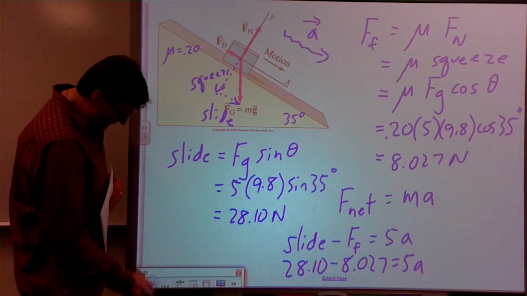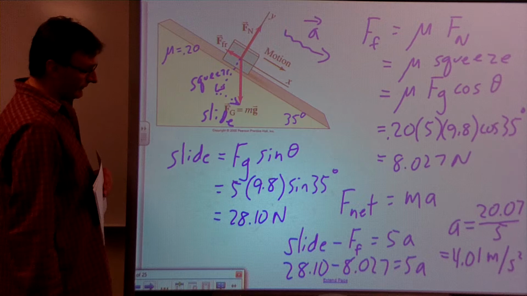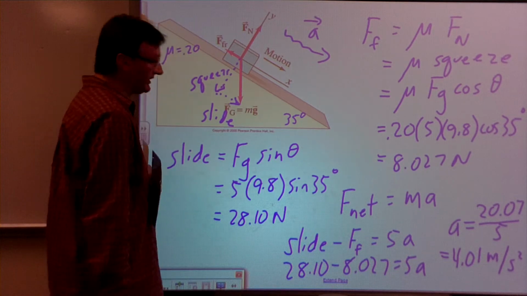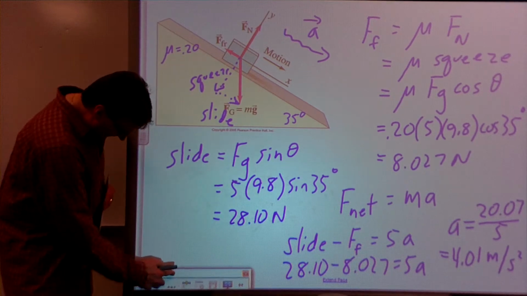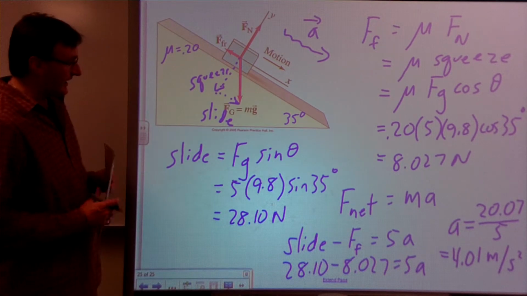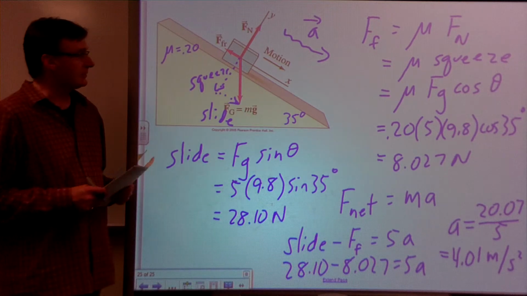So when we do the math, the acceleration is 20.07 over 5, which is 4.0 meters per second squared. So our object will accelerate at 4.01 meters per second squared.